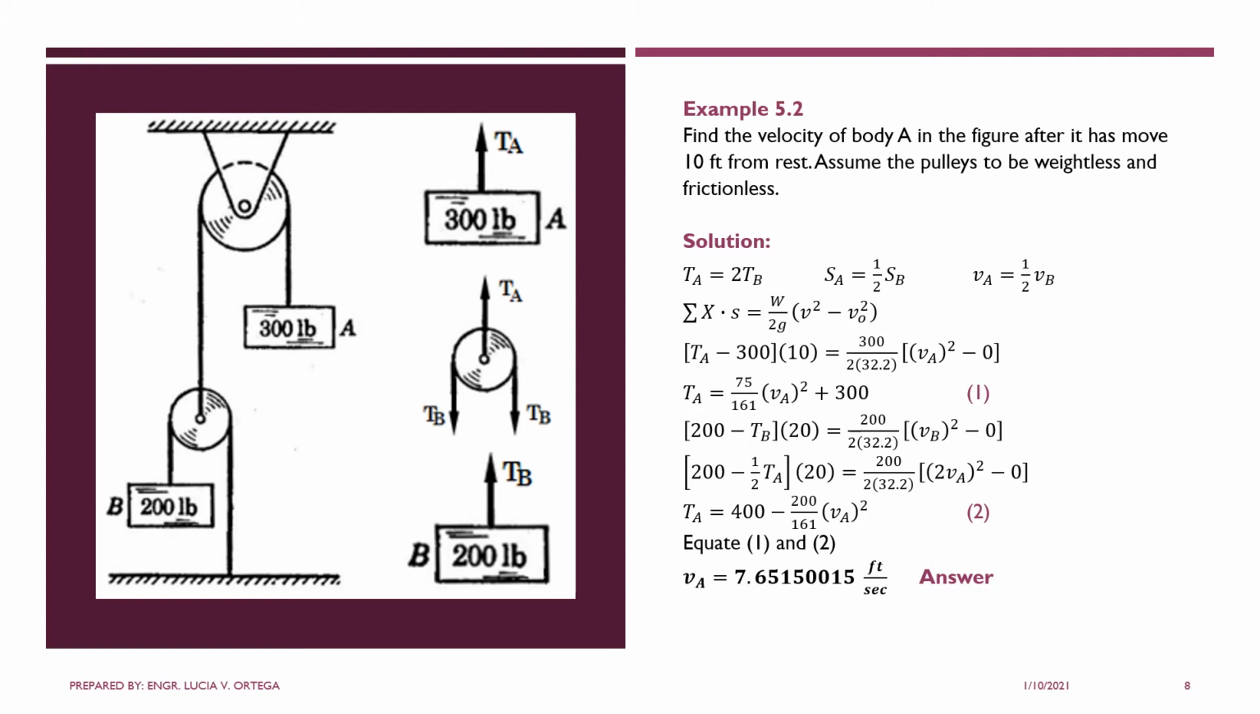So we have 2 equations and 2 unknowns, so just press your calculator, mode 5, equation 1, and it will give you the answer v sub A equals 7.65 feet per second. You can also solve for T sub A, but what is required here is only the velocity of body A.